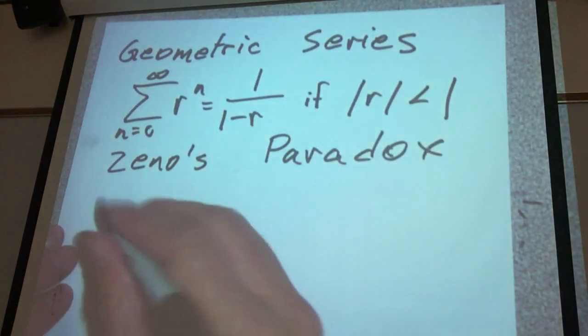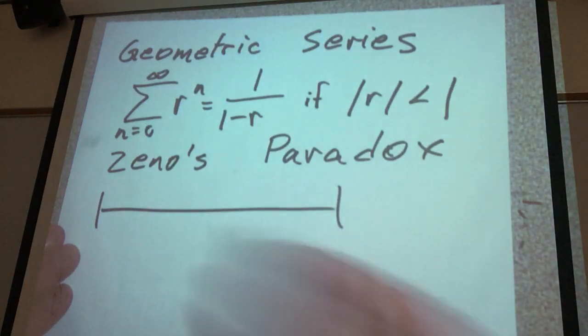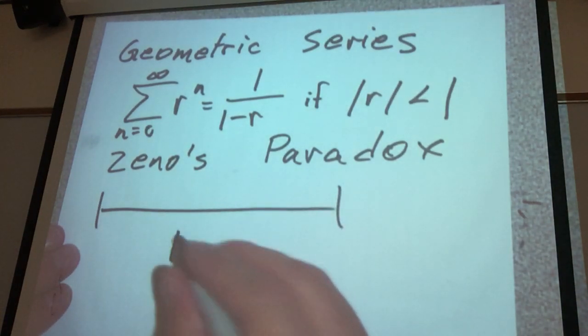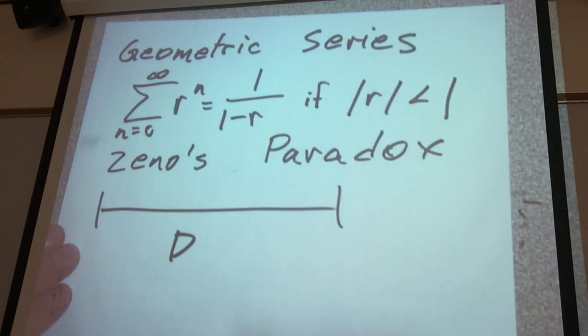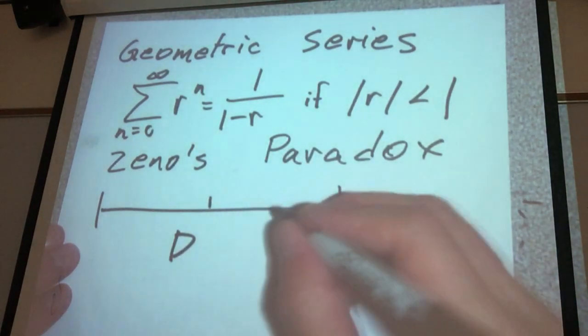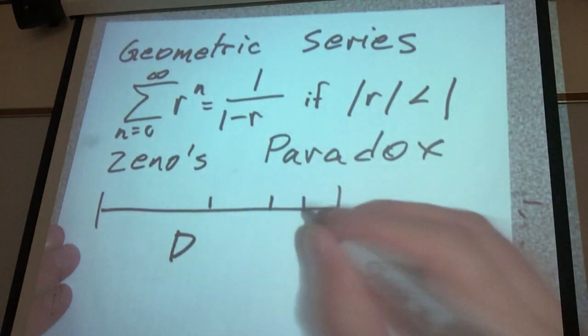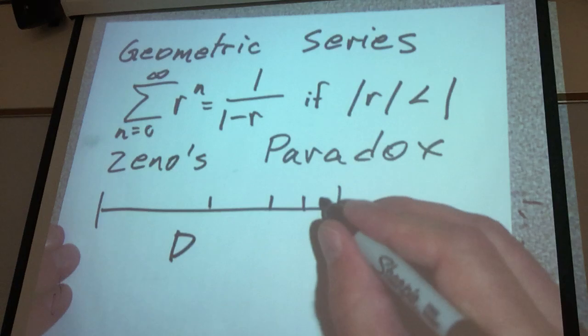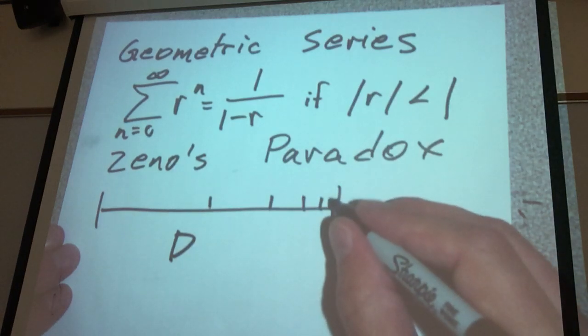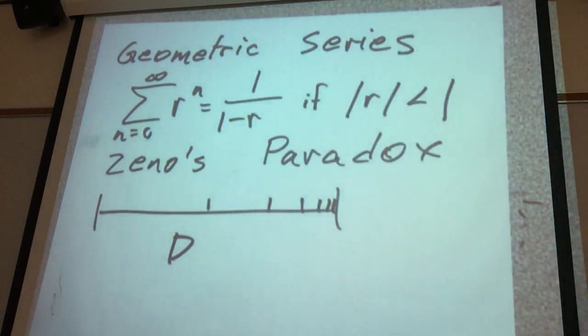Okay. So say I have some distance that I have to cover, and we'll call that d. Now I cover half of my distance, I cover half of the remaining distance, half of the distance beyond that, half of the distance beyond that, half the distance beyond that, and I just keep repeating myself, okay?